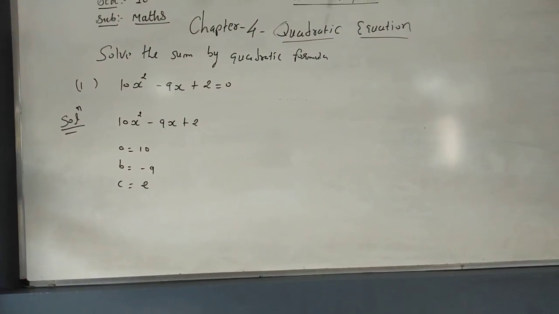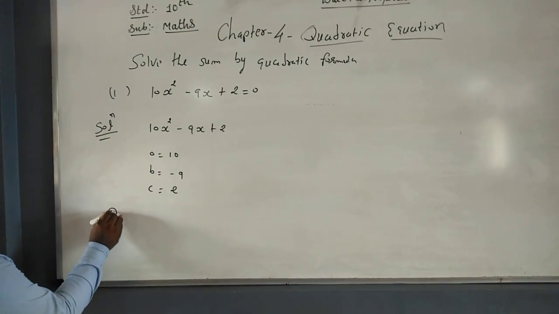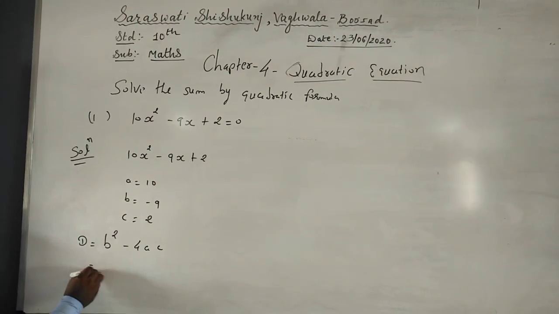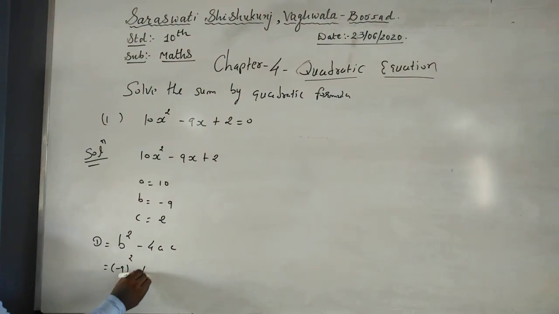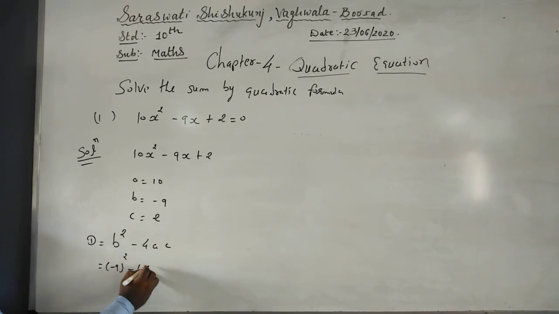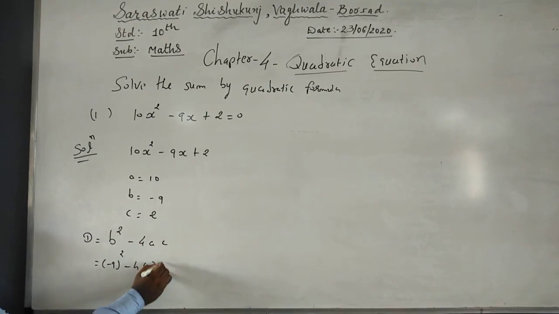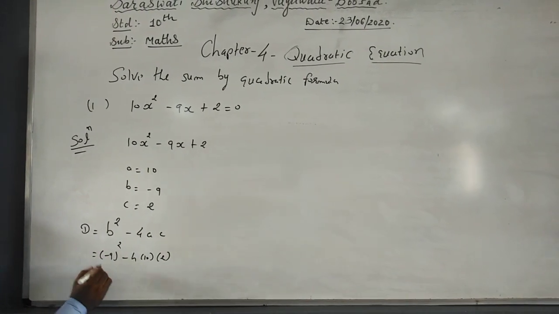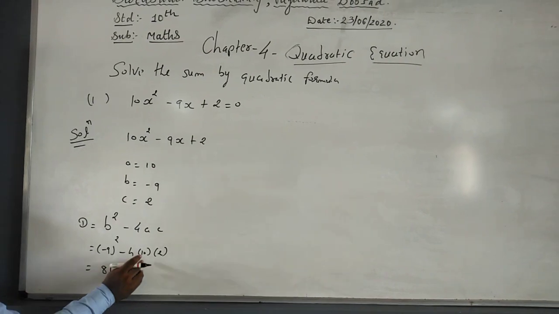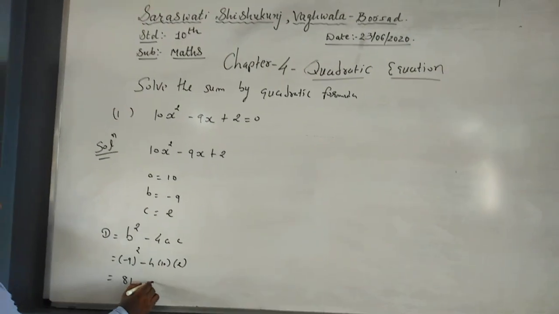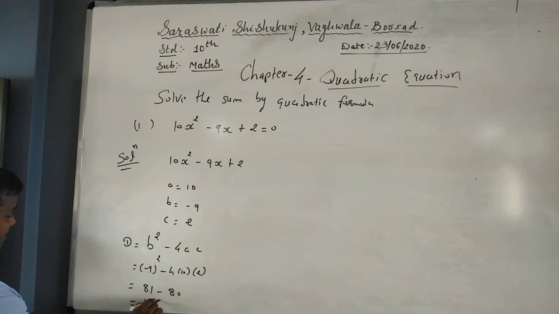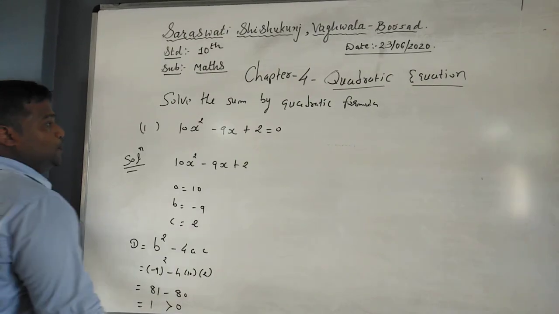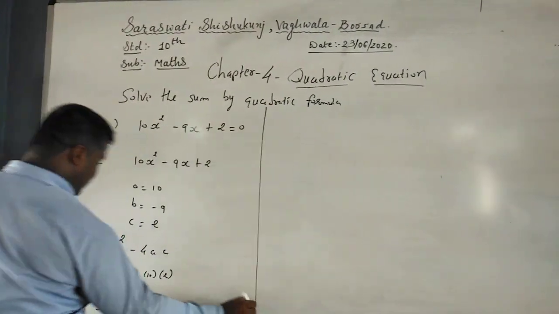In the quadratic formula, we use the D or delta, that is b² − 4ac. What is b? Minus 9 squared. What is 4? 4 is already there. What is a? That is 10. What is c? That is 2. Now, (−9)² is 81. 10 fours are 40, 40 twos are 80. So D is 1. 1 is always greater than 0, so we are getting two real and distinct roots.